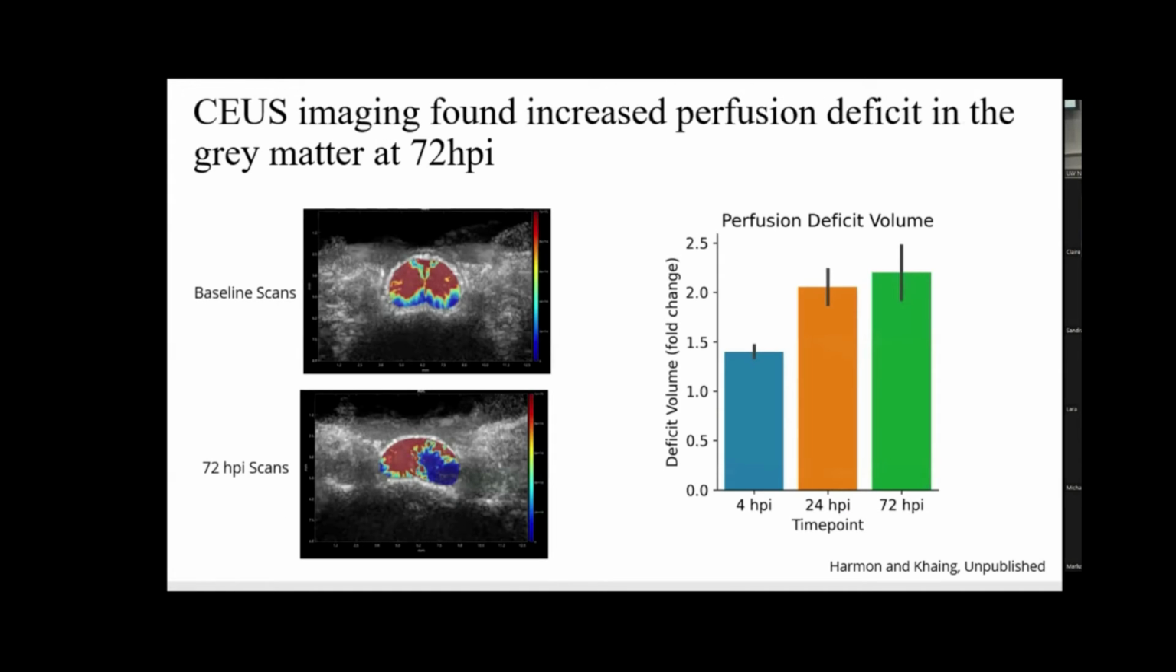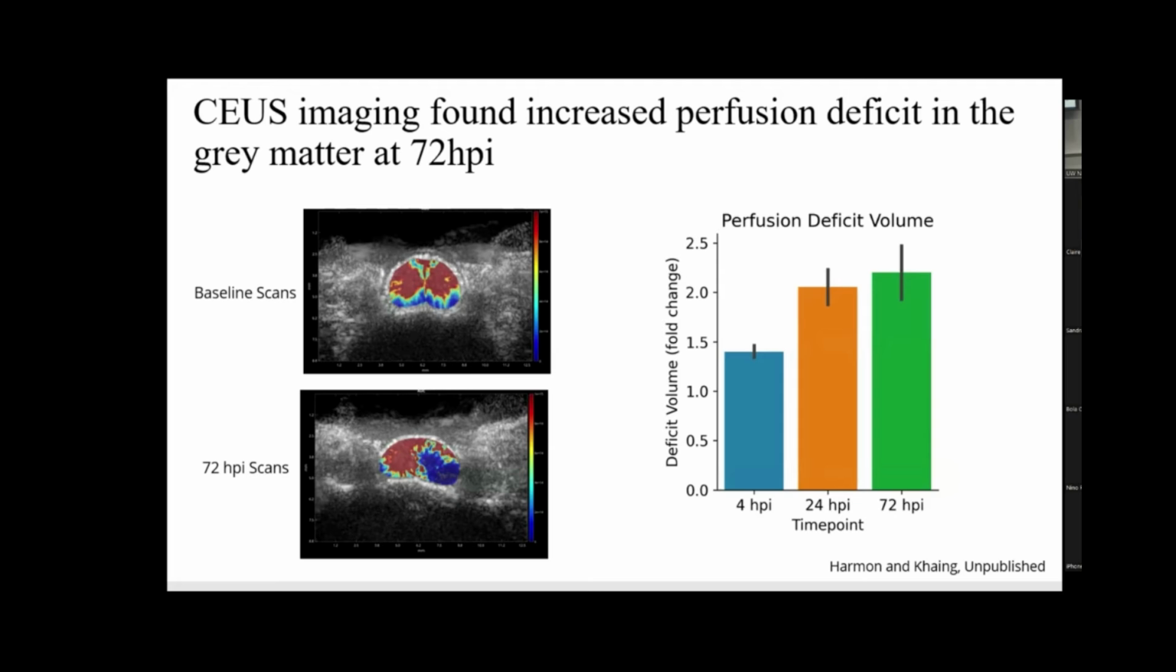So what we found, we've characterized many hemodynamic changes from all that ultrasound imaging. But something I found particularly interesting was looking at the perfusion deficit. As you can see, perfusion deficit increased as the time point went on. On the x-axis, you can see the different time points the animals were euthanized. And on the y-axis, you see the deficit volume by fold change, which is a measurement to show how saturated the blood was in a transverse section.